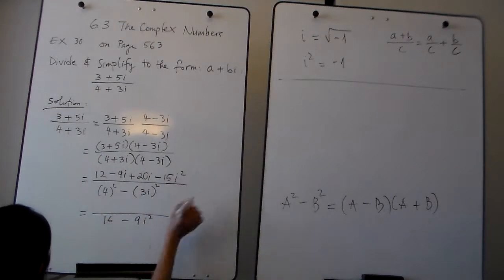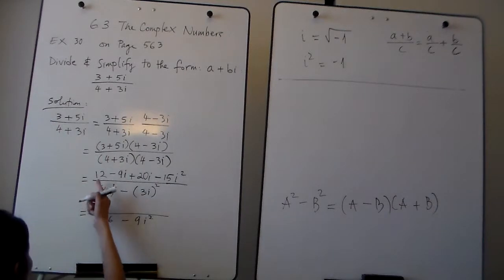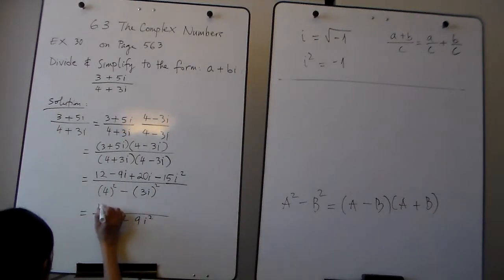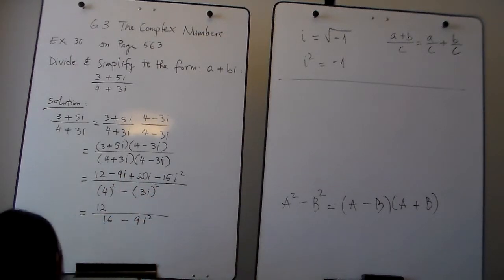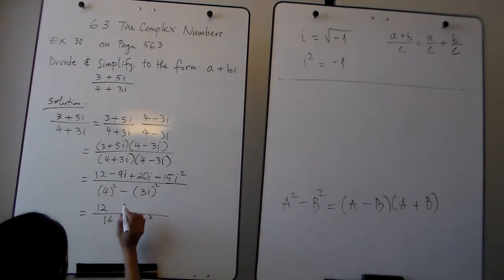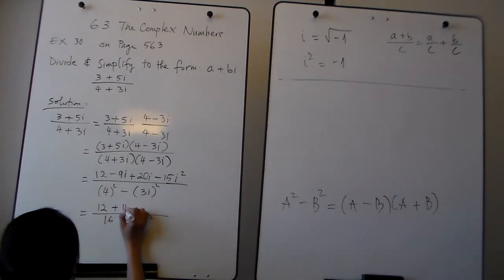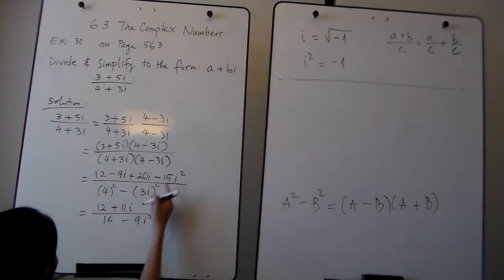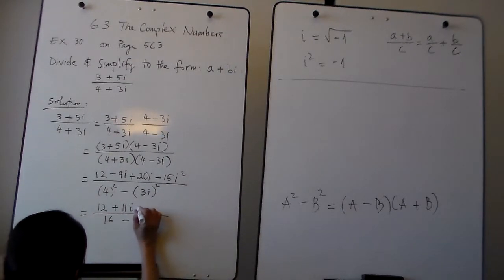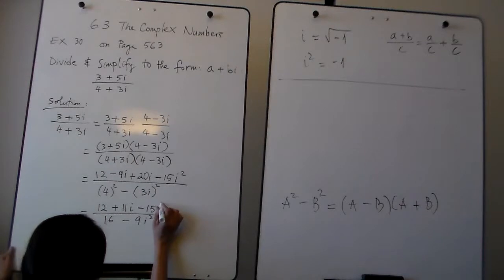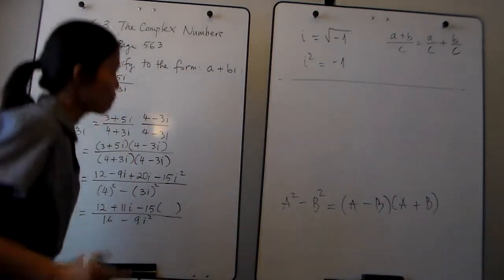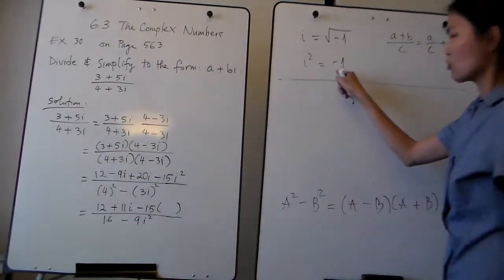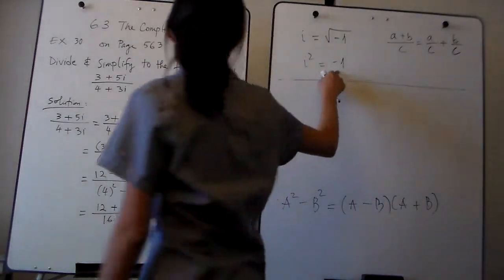Then simplify the numerator by combining like terms. There's only the constant 12, so leave it as 12. These two terms both have i, so you can combine like terms. 20 subtract 9 is positive 11i. There's only one term with i squared, so leave it as negative 15. But now, notice that i squared, we know what i squared is. Using this formula, i squared equals negative 1. So substitute negative 1 for i squared.